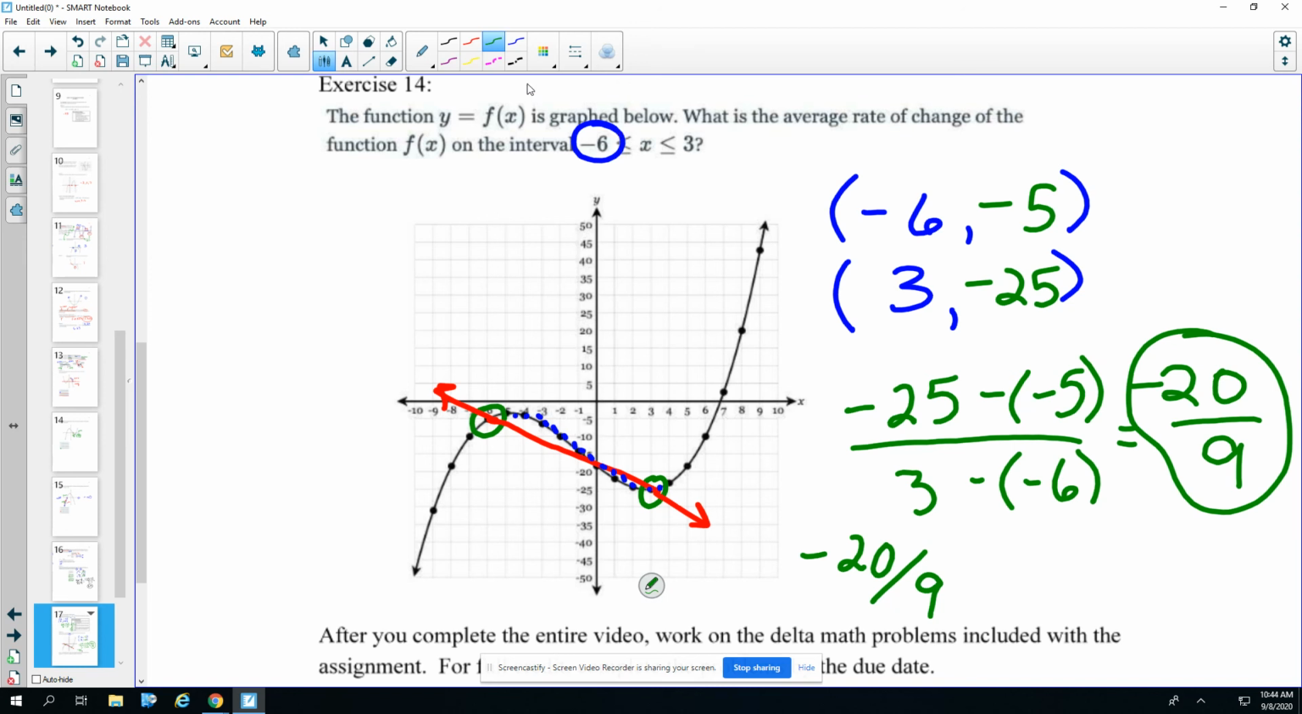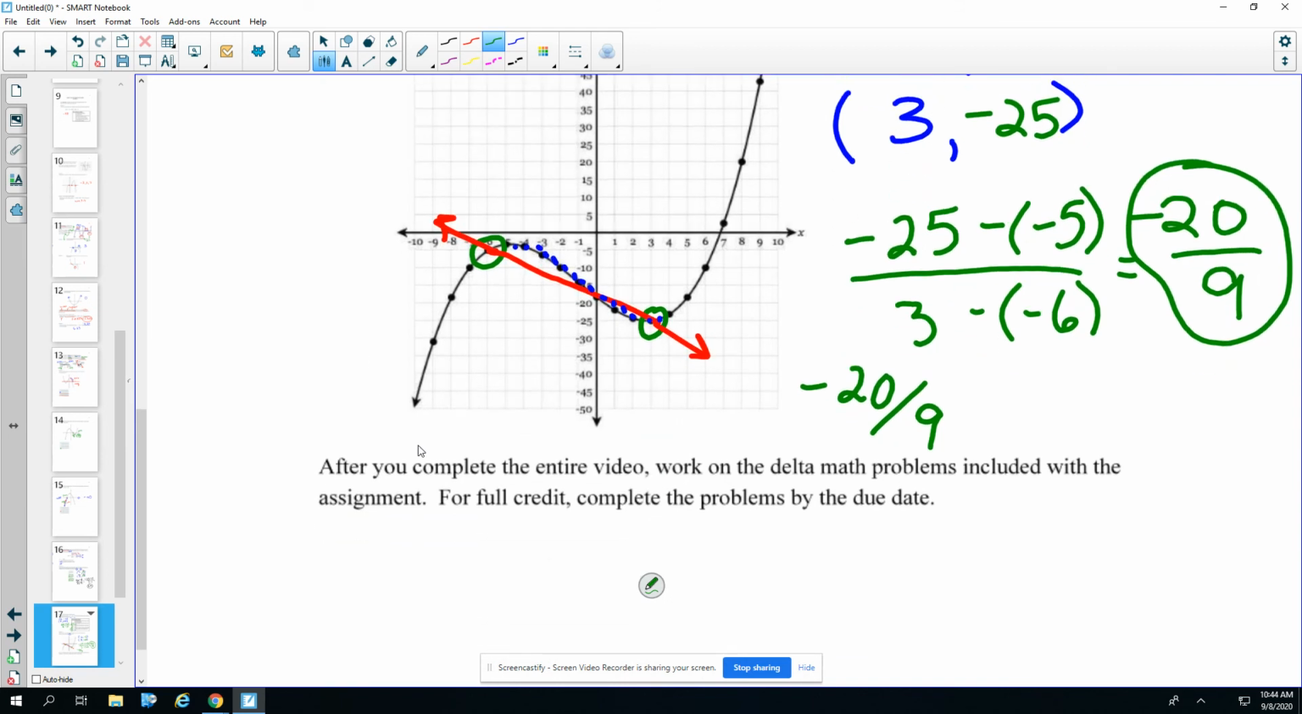Okay, so basically here it says after you complete the entire video, we ended up embedding these videos. So it's like video questions. So you can kind of ignore that last line. It's pretty self-explanatory on the Delta Math.